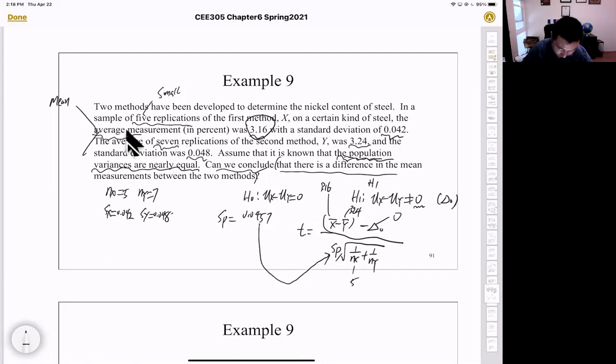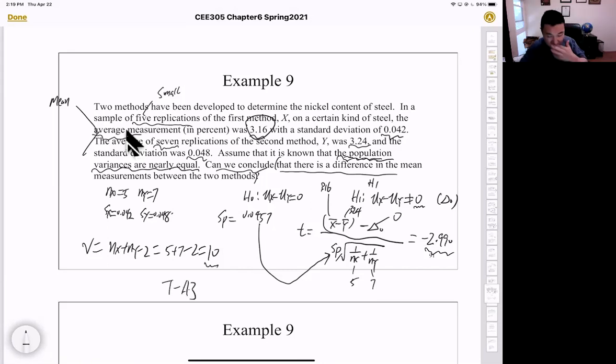Okay, so we calculate the t value, which is minus 2.990. And the degree of freedom is nx plus ny minus 2. So that's 5 plus 7 minus 2, that's 10. Okay, so based on this information, we look at table 8.3.